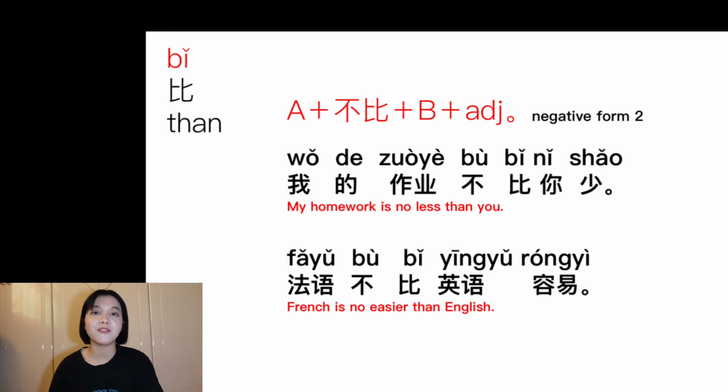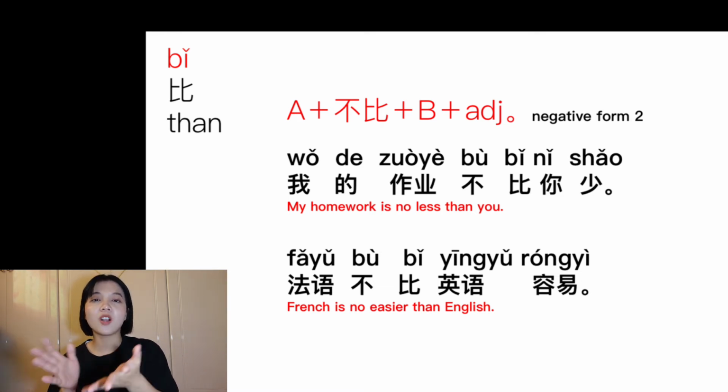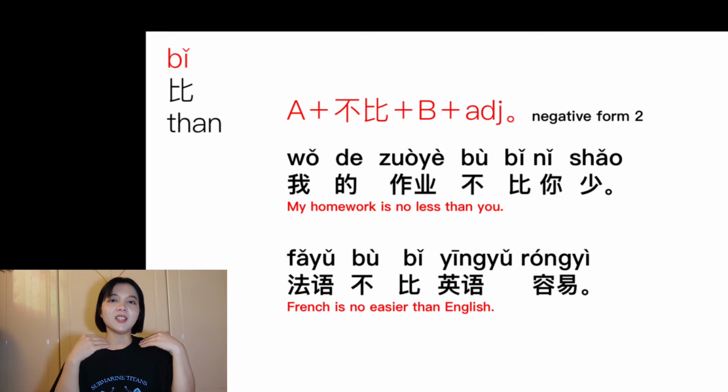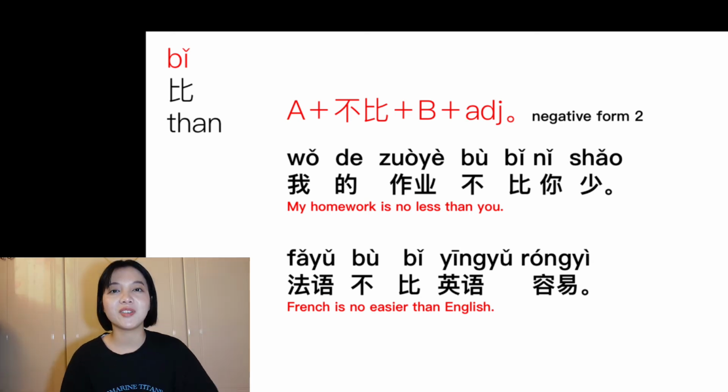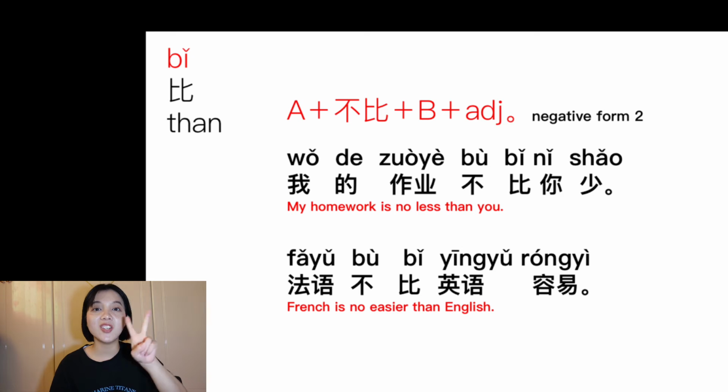add the adjective. For example, 我的作业不比你少. 我的作业 my homework. 作业 means homework. 不比你少, 你 you, 少 less. So 我的作业不比你少 means my homework is no less than yours, which means I might have the same amount of homework as you do, or I might have more homework than you. So there's two possibilities.